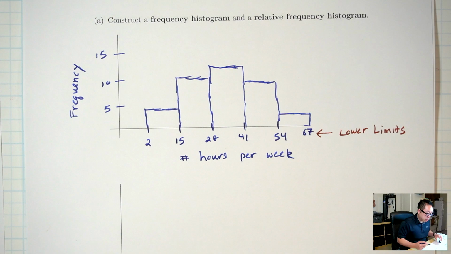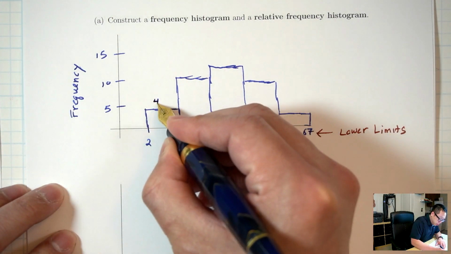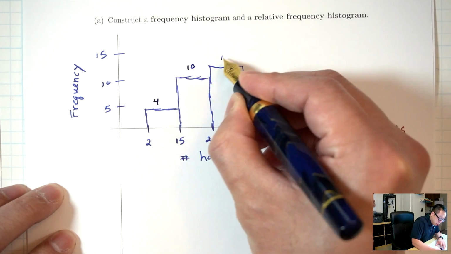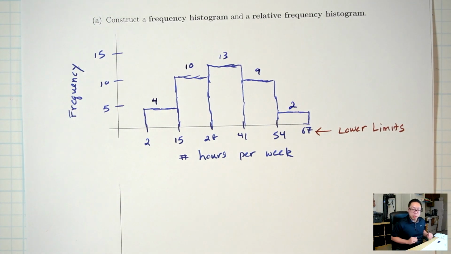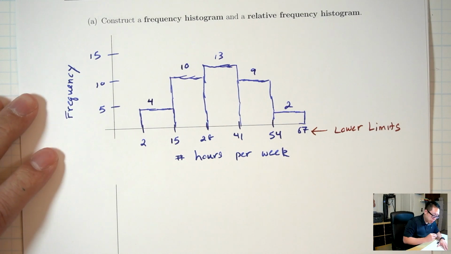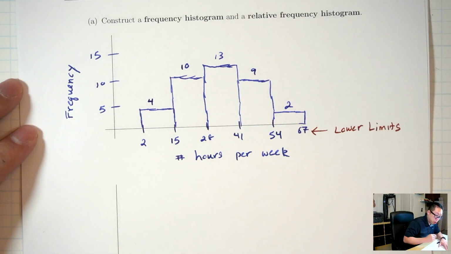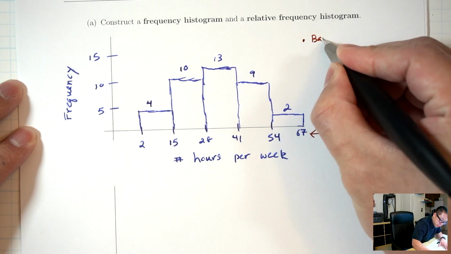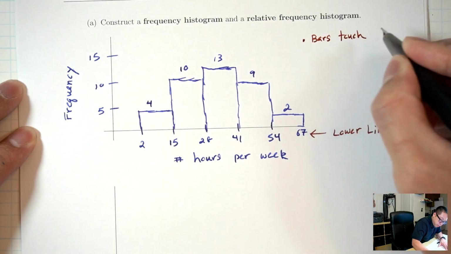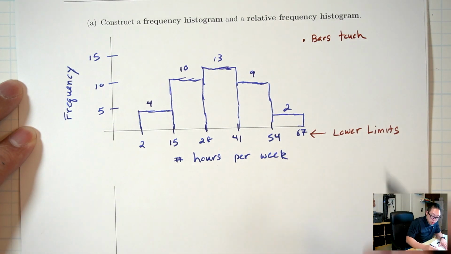Okay, and then just like before, I'm going to label the heights just to make it easier on my reader. So the first one is 4, and then 10, 13, 9, and 2. Okay, and that's a frequency histogram for quantitative continuous data. So a couple things I want to point out. Just like example 1, the bars touch. And what I mean by that is that there's no gaps.